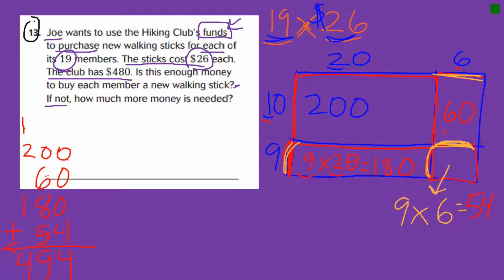Okay, so that's money. So if Joe wants to buy everyone a new walking stick, it's going to cost him $494. Okay, now I'll have to go back again. Is this enough money to buy each member a new walking stick?